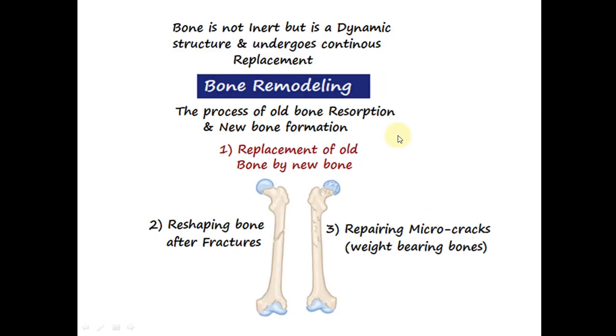Now, we know that the bone is not an inert structure. Initially it may appear as an inert structure, but actually it is a dynamic structure, and it undergoes continuous replacement in which old bone is resorbed and is replaced by the formation of new bone.